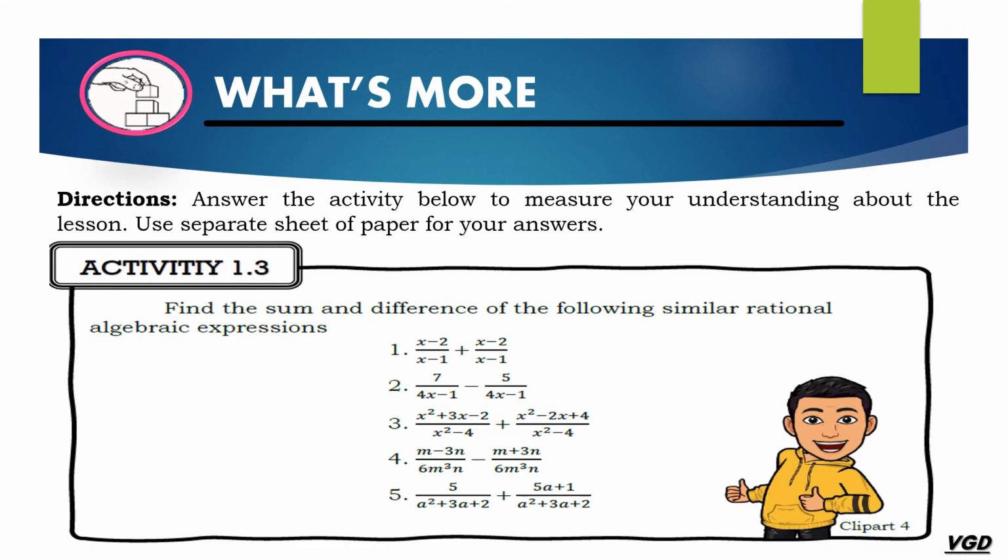Number 1, x minus 2 over x minus 1 plus x minus 2 over x minus 1. Number 2, 7 over 4x minus 1 minus 5 over 4x minus 1. Number 3, x squared plus 3x minus 2 over x squared minus 4 plus x squared minus 2x plus 4 over x squared minus 4. Number 4, we have m minus 3n over 6m cubed n minus m plus 3n over 6m cubed n. And we have the last number, number 5, 5 over a squared plus 3a plus 2 plus 5a plus 1 over a squared plus 3a plus 2. I know you can do it.